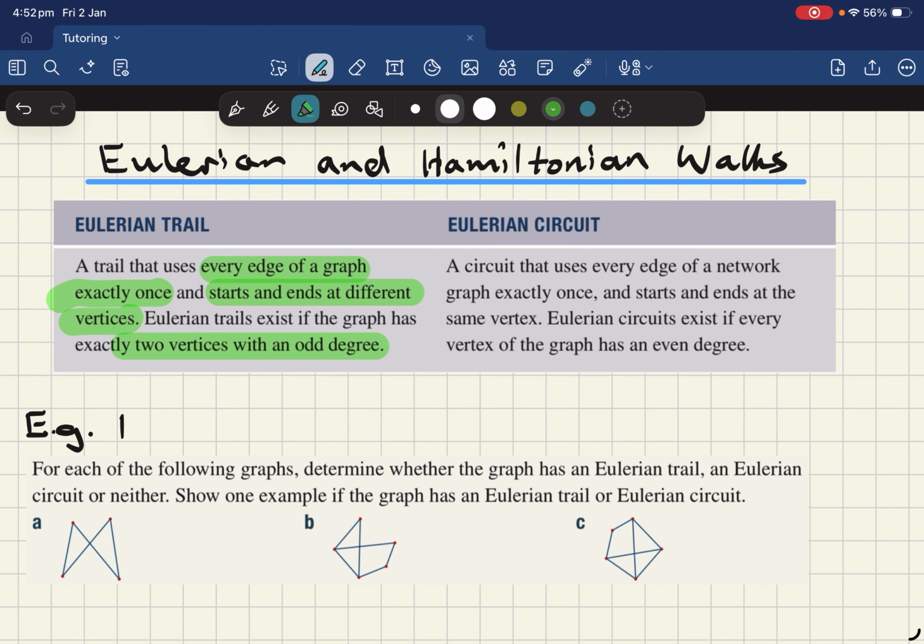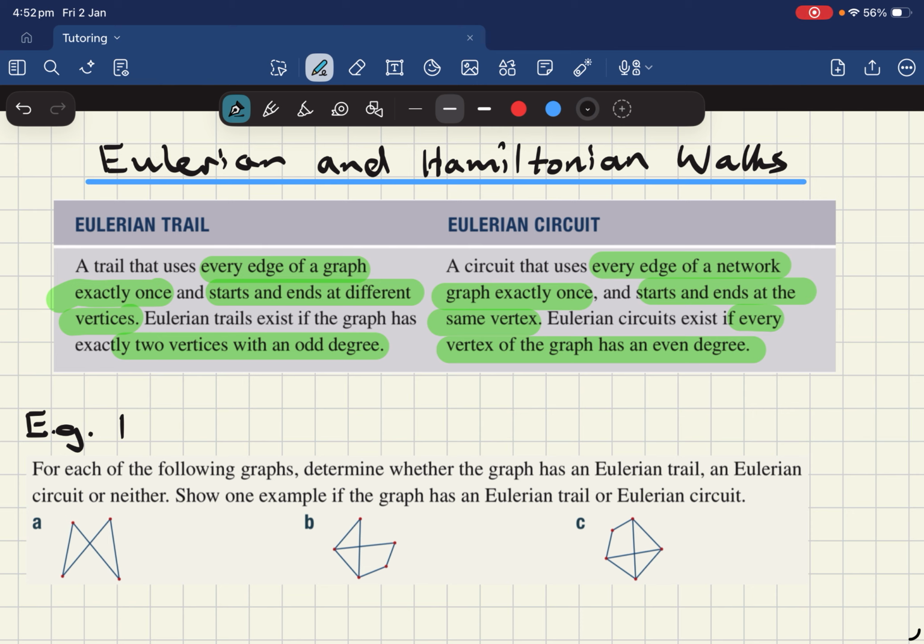Now, a Eulerian circuit, we know what circuits are from the past, but this is a circuit that uses every edge of the network exactly once, and it starts and ends at the same vertex. These can only exist if every vertex of the graph has an even degree. So we're going to be referring back to these bits of criteria when we go through answering our examples.